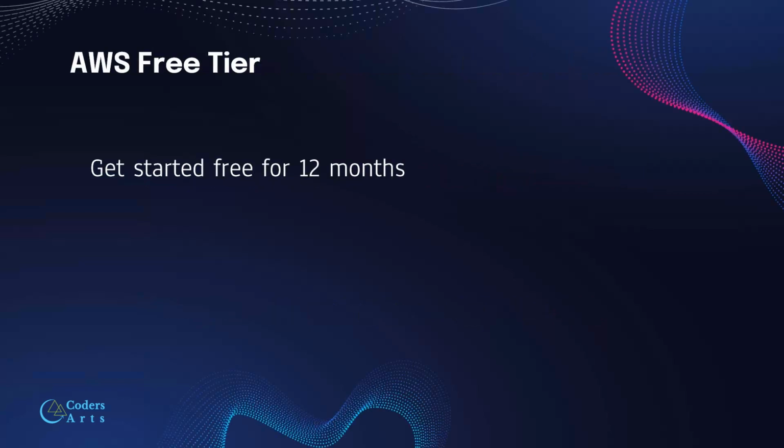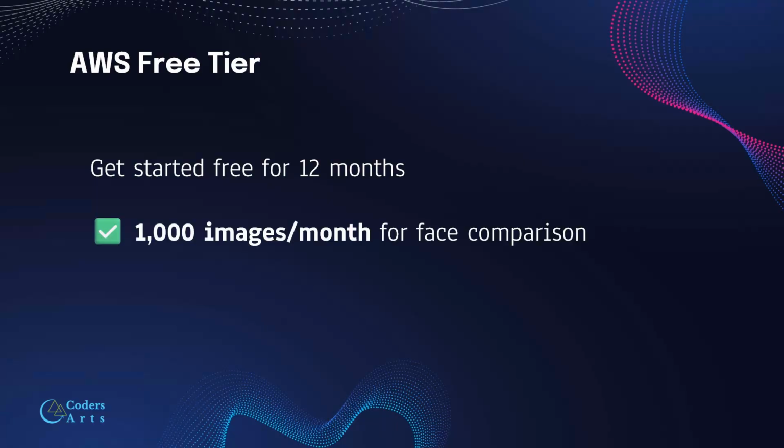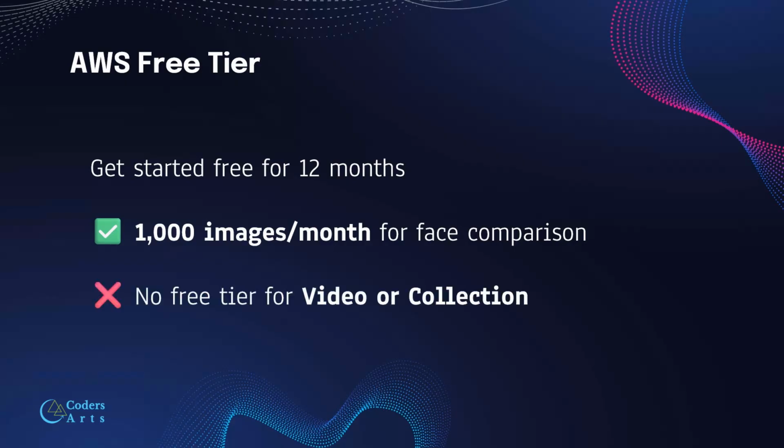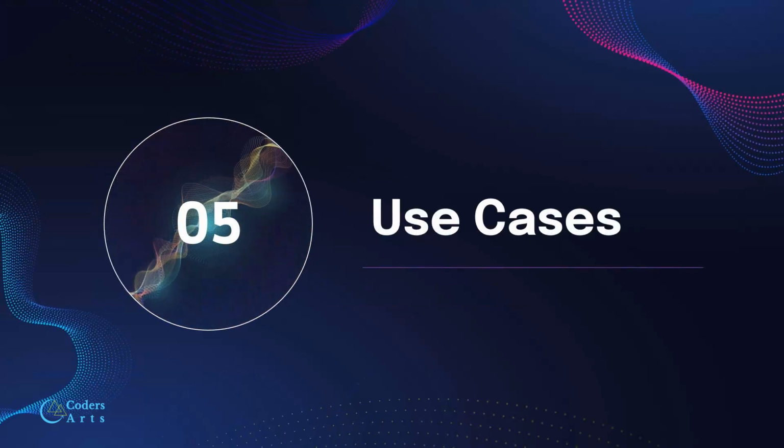Also, there is a free tier. If you're just getting started, AWS offers a free tier for the first 12 months after account creation, where you get 1000 images per month for free for face comparisons. However, this does not include video analysis or collections. So, if you're experimenting or building a proof of concept, the free tier can help you get going without upfront costs.